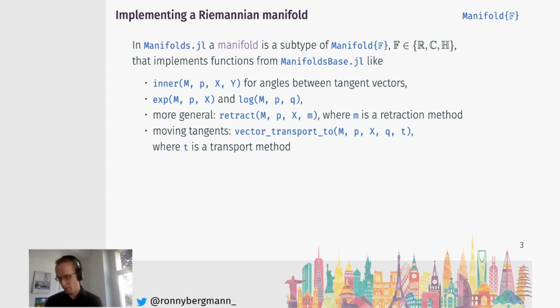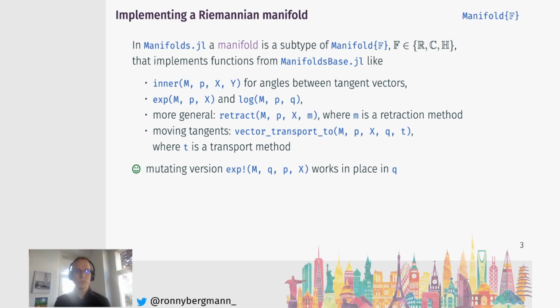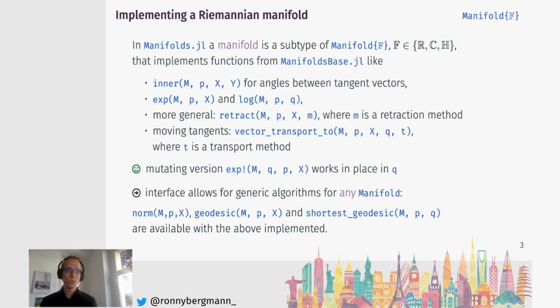One further tool we provide is the mutating versions, so that you don't have to reallocate memory when you know that your result should be stored in Q anyways. Then the second argument is always the one you want to mutate for the results, so for exp and log, for example, or for the retraction. And if you implement these, you could already get a few tools for free. For example, the norm, if you implement inner, the geodesic, if you implement exp and log.